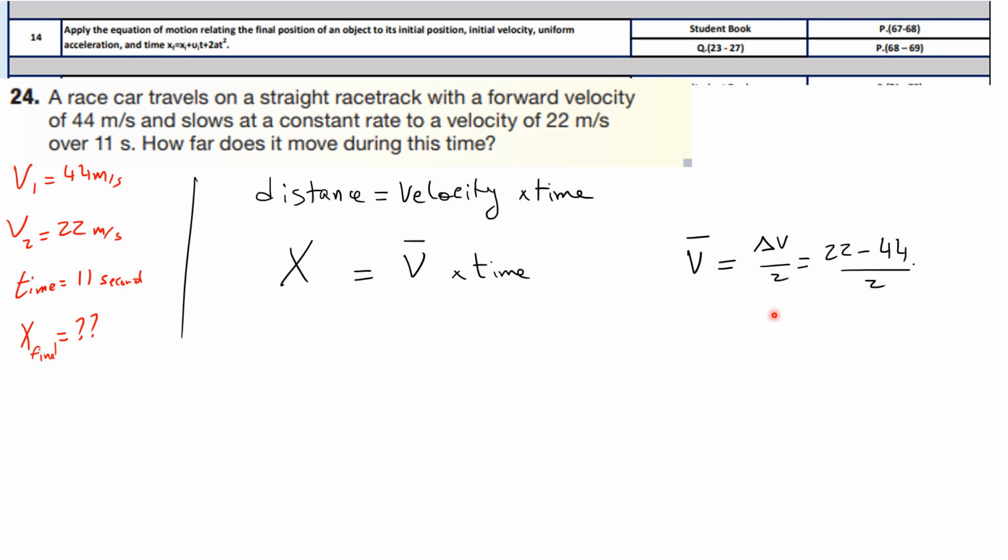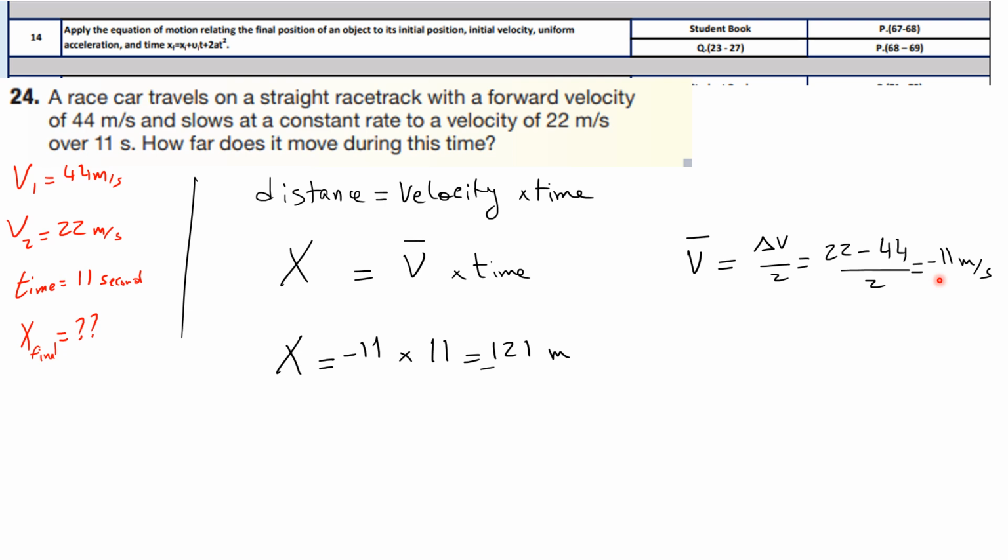To do that, first of all, we have to recognize the equation. The average velocity in this case, which is V bar, is the sum of the velocities over 2. So it's V final, or V2, which is 22, plus 44, over 2. And the answer is 33 meters per second. So that's for the velocity.